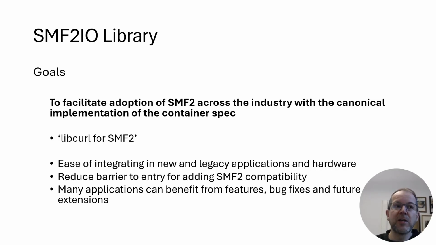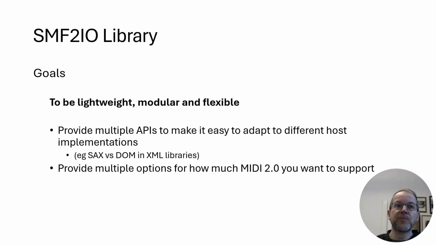And if we have a standardized library, that also means that the whole community can benefit from bug fixes and future extensions. So the library itself, the goal is that it's small, easy to compile, modular and flexible. So there's multiple APIs that allow you to adapt it to the architecture in your host application in a similar way to the way that XML libraries tend to have a SAX mode and a DOM mode. You can have a low-level event-driven implementation, or you can read the whole thing to memory and then just iterate across the structure.